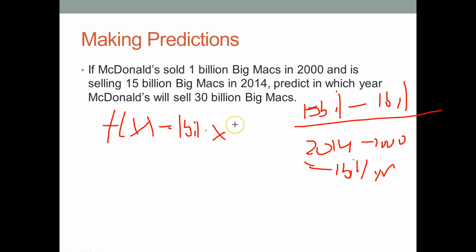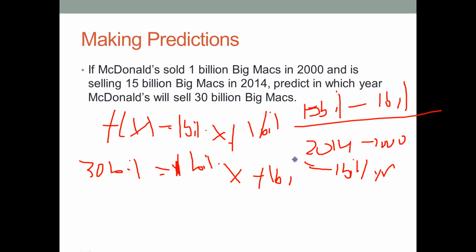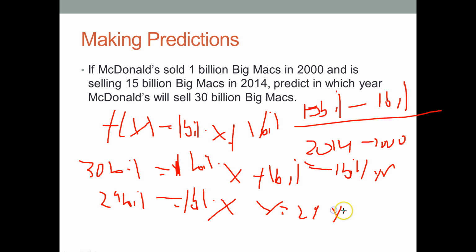plus 1 bill, because originally McDonald's is selling 1 billion Big Macs. So if we want to predict which year McDonald's will sell 30 billion Big Macs, we plug in 30 billion for f of x. 30 bill is equal to 1 bill times x plus 1 bill. We subtract 1 bill from both sides, so 29 bill is equal to 1 bill times x. So we know that x is equal to 29 years. Or, in other words, in 2029, McDonald's will sell 30 billion Big Macs.